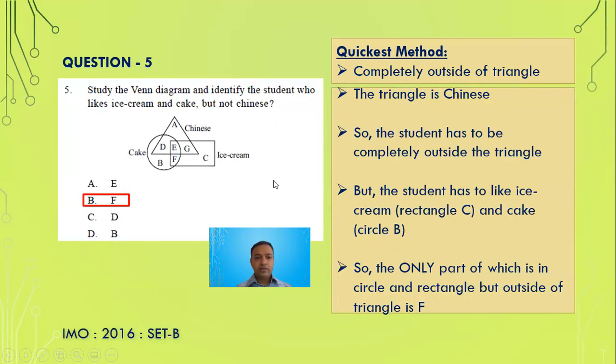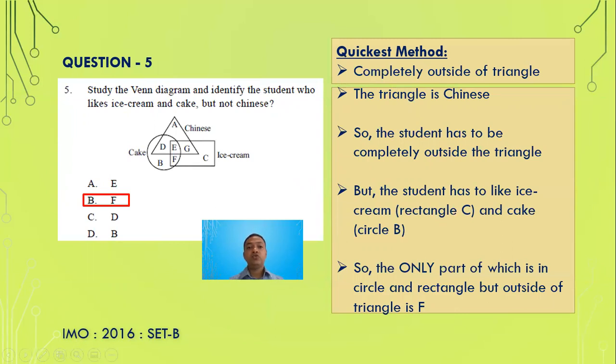Okay. Question number 5. Study the Venn diagram and identify the student who likes ice cream and cake, but not Chinese. Now Chinese is a triangle, isn't it? Chinese is a triangle. So the student must be outside of the triangle and he likes ice cream and cake.